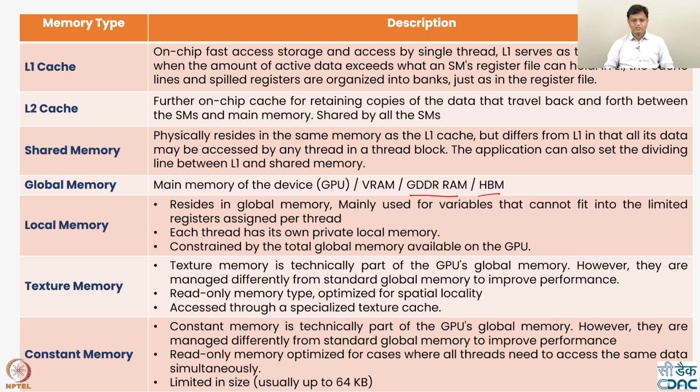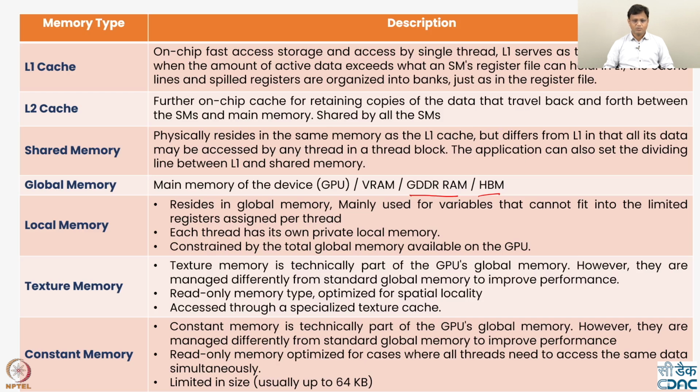Texture memory is technically part of the GPU's global memory. However, it is managed differently from the standard global memory to improve performance. It is a read only memory, optimized for spatial locality, and it is accessed through a specialized texture cache. In simple terms, even though it is out of scope for this course, whenever you are dealing with image processing or video processing kind of applications, the application developer must use this memory a lot.